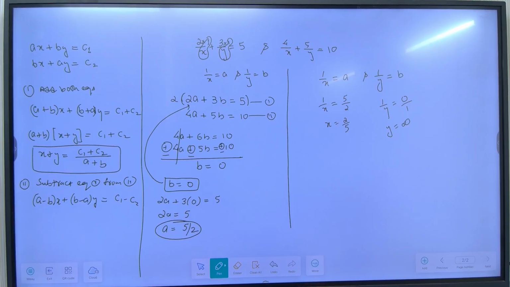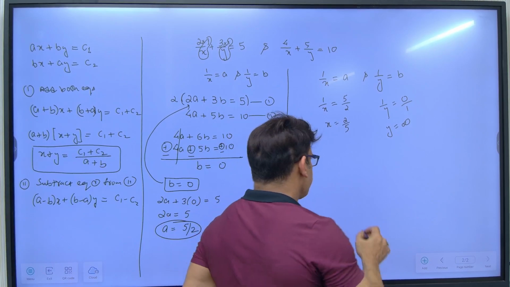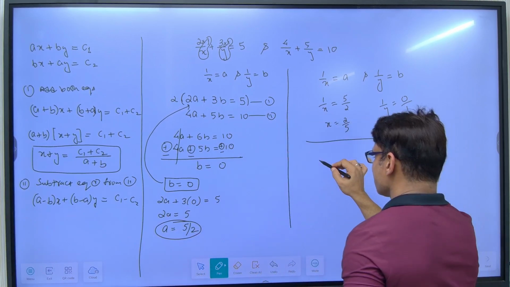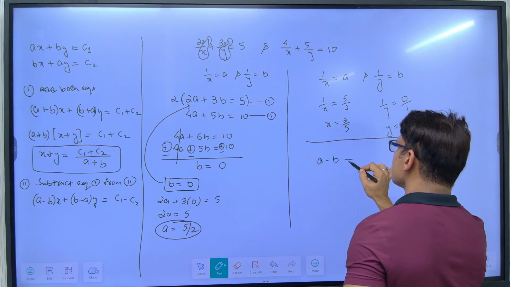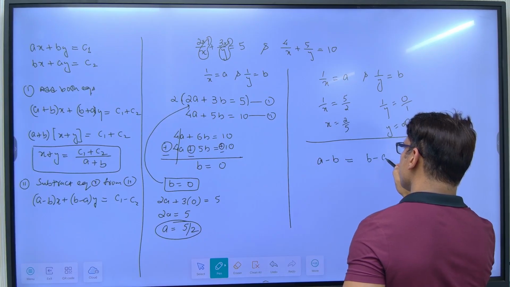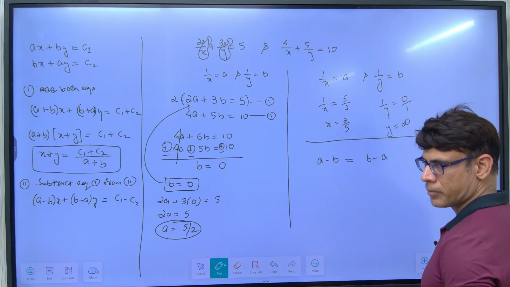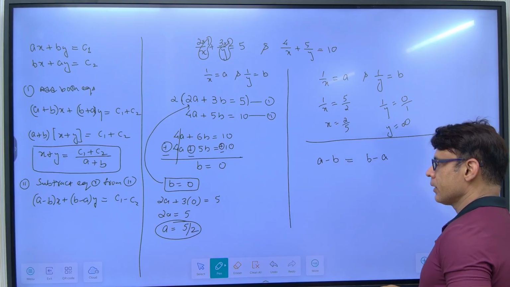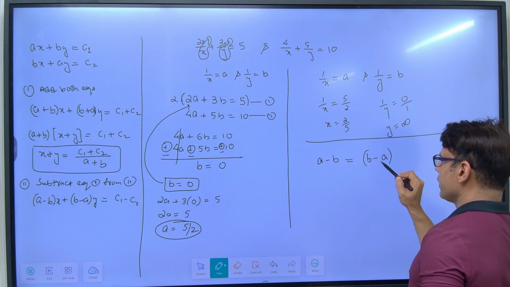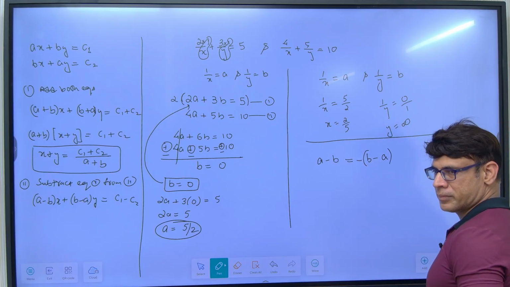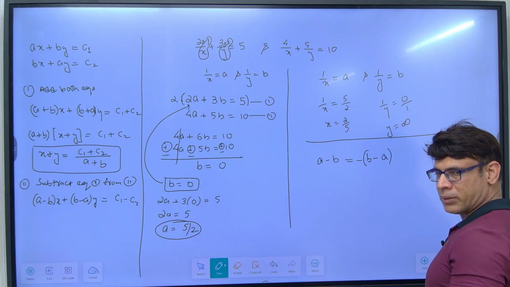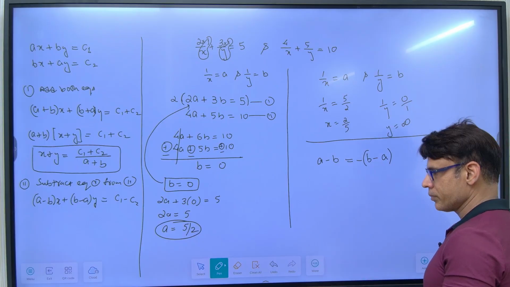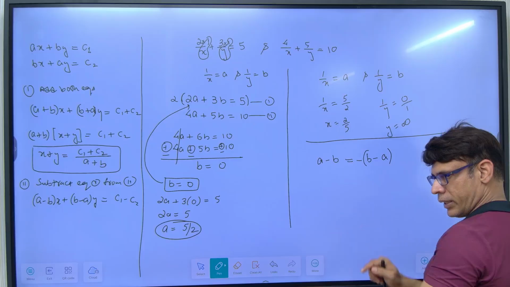Now, before I move further, I want to ask you one thing. If I write a minus b is also equal to b minus a, is it a true statement? No. Is it a true statement? So the moment you flip a minus b as b minus a, or b minus a as a minus b, one negative sign will come out. You can flip it, right? But one negative sign has to come out.